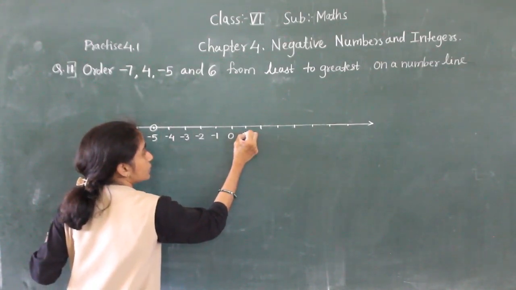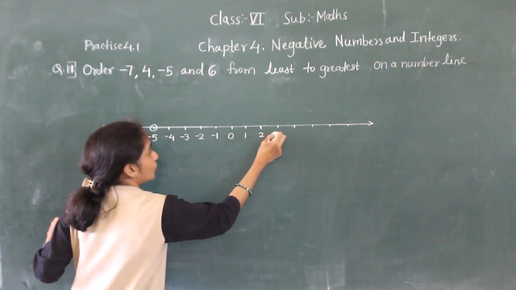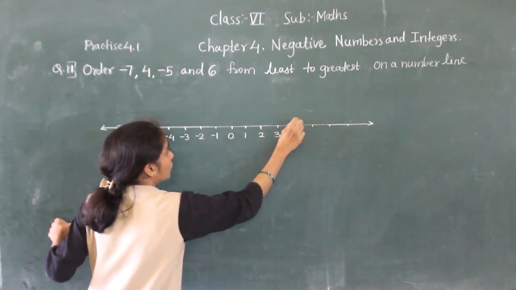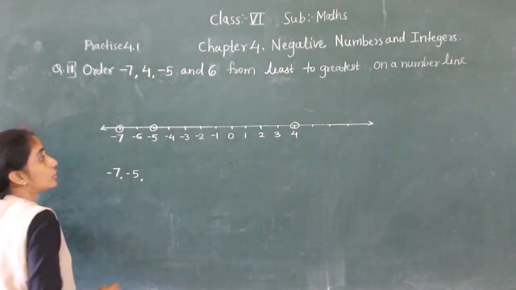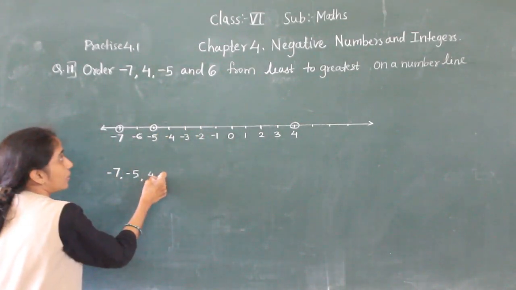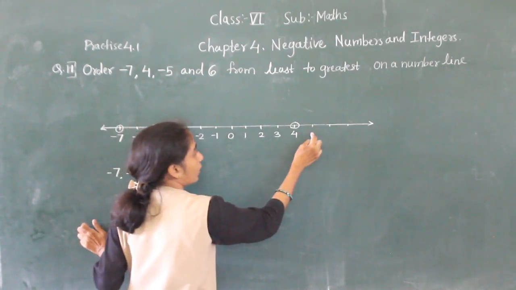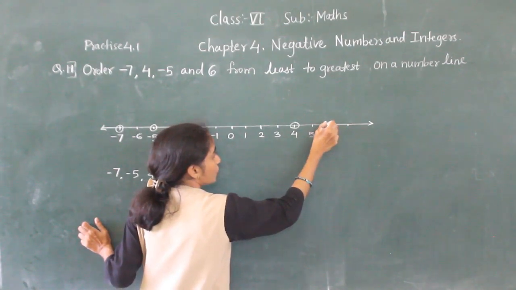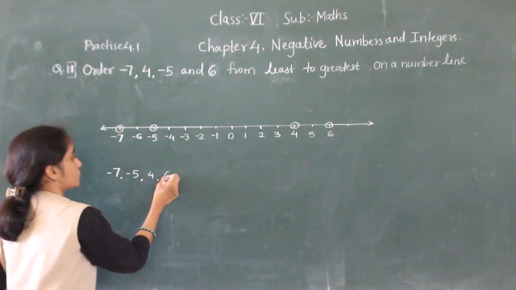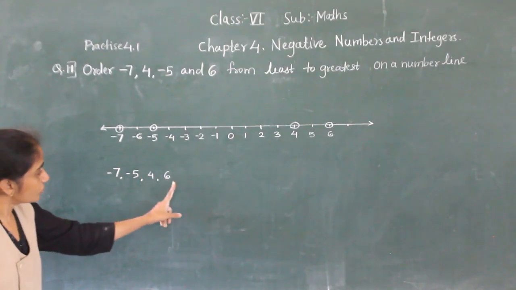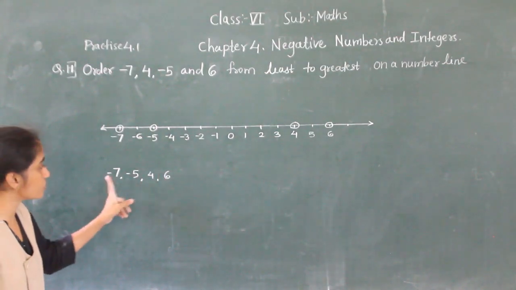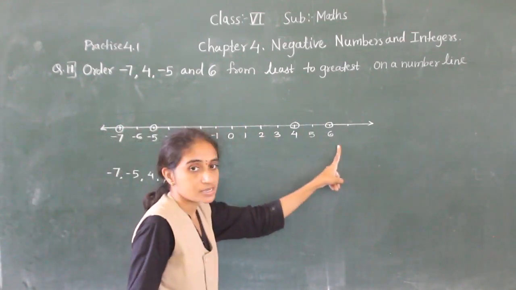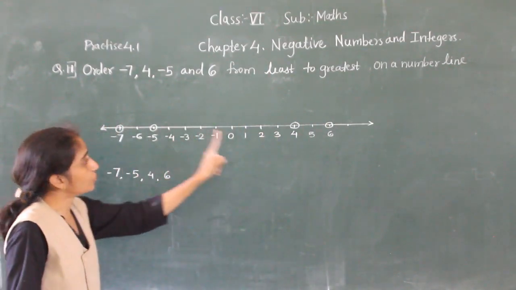See here, after 0 we will get 1, 2, 3. Then 4. We have to show the 4 on the number line, so I just make a circle for that point. Then 5, 6. So this is 5 and this is 6. So from least to greatest you got the numbers: minus 7, minus 5, 4 and 6.